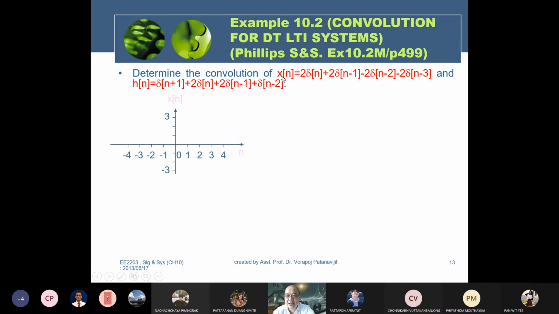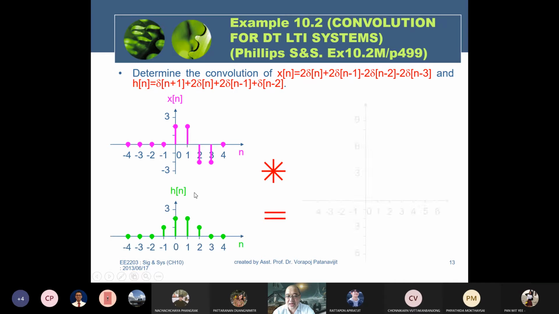Here, the first one, x[n] equals 2, 2, minus 2, minus 2. h[n] equals 1, 2, 2, 1. Now in this case, x[n] has 4 non-zero elements, h[n] has 4 non-zero elements. You can fix either one, depending on you. Don't worry about that. Now if we fix h, we process x. The orange one is here: 2, 2 multiplied by 1 gives you 2.